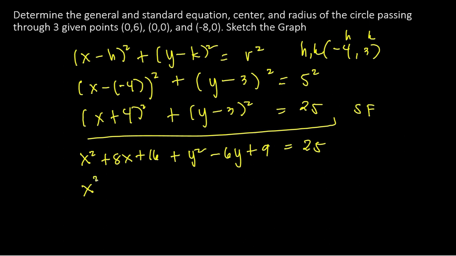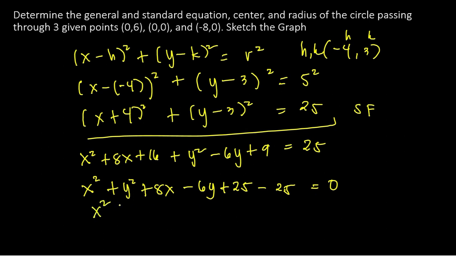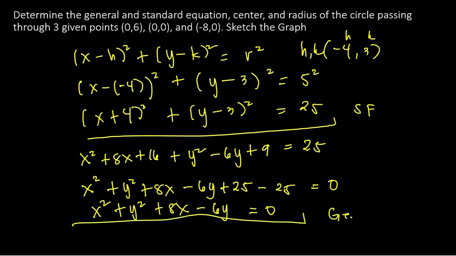Let us combine like terms and arrange it based on the general equation ng circle. So we will have x squared plus y squared, positive 8x, and then minus 6y, then combine like terms. So we have 16 plus 9, 25. Minus 25 siya is equal to 0. So, we have x squared plus y squared plus 8x minus 6y. So, 25 plus negative 25 is 0. So, we don't need to write that. So, eto na yung ating general equation.